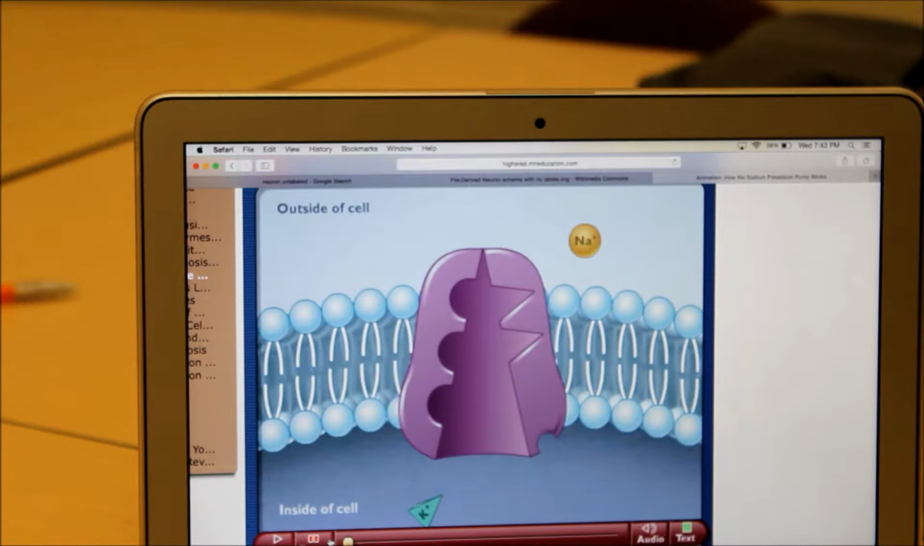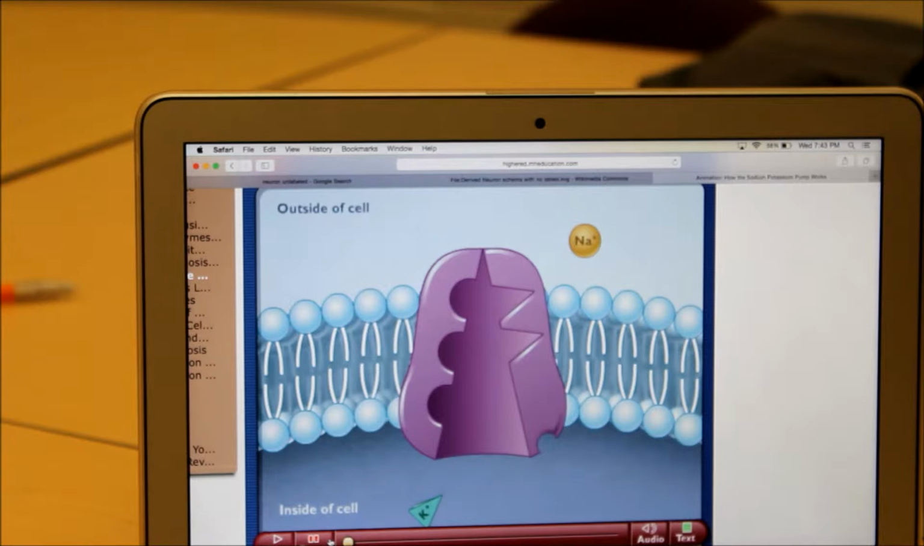So ATP attaches to the pump, releasing the phosphate. ATP then turns into ADP. Once the phosphate is released, the pump changes the shape of the channel, allowing the sodium ions to leave the cell body, and the potassium then goes into the pump.